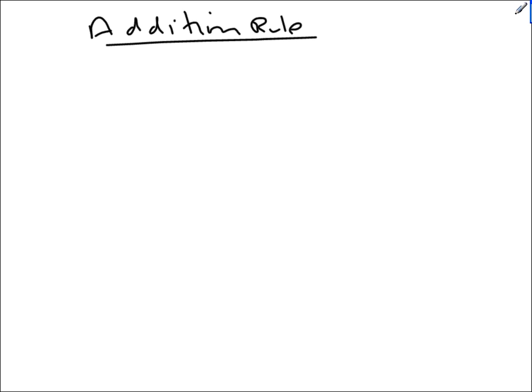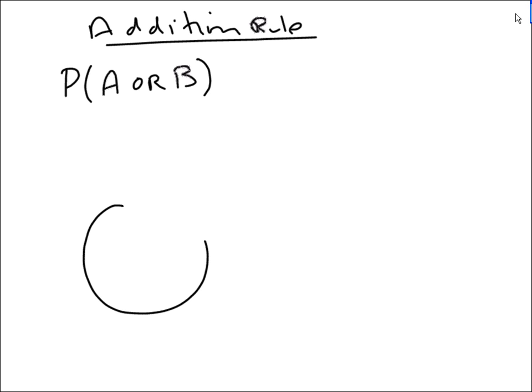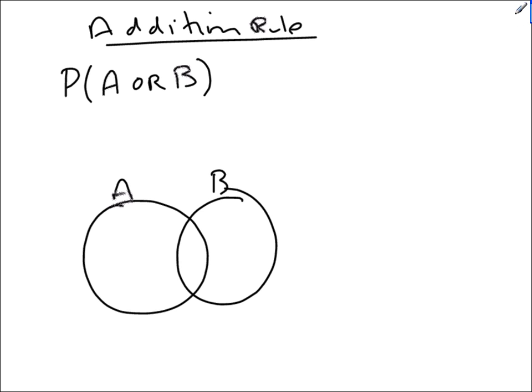Okay, in this section, I'm going to talk about and try to understand the addition rule. The addition rule answers this question, or gives a formula for the probability of event A or B happening. You have event A, you have event B. There's no reason to assume that A and B can't have anything in common.